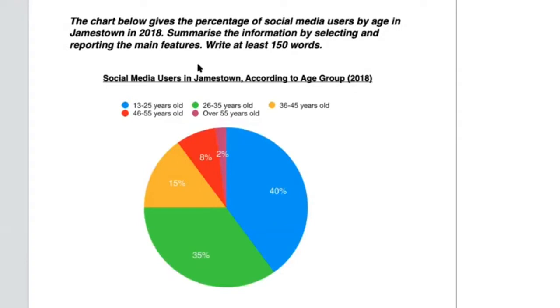All right, and here we are with our first writing prompt for today. So let's take a look at the prompt and then we'll analyze this pie chart together. So it says, the chart below gives the percentage of social media users by age in Jamestown in 2018. Summarize the information by selecting and reporting the main features. Write at least 150 words. So we know that our minimum is 150 words. And of course, like the writing task 1 will show, we'll need to summarize the information and select just the relevant features.